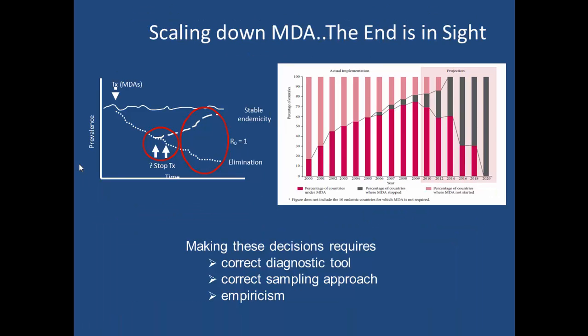As I mentioned before, scaling down. So scaling down, at what point do you decide when you're going to scale down? In order to prove that you've actually reached the elimination, you have to show through diagnostic tools that you've actually done this. And you have to show that you've actually reached what's called the R0 or R0, where it's equal to or less than 1.